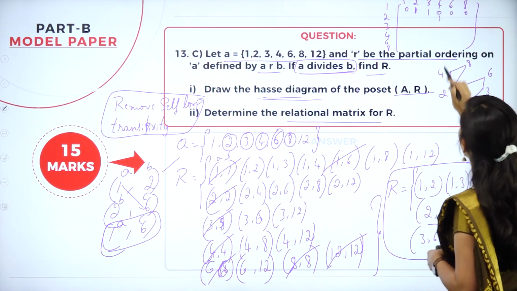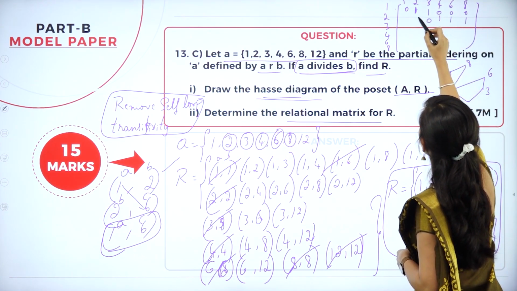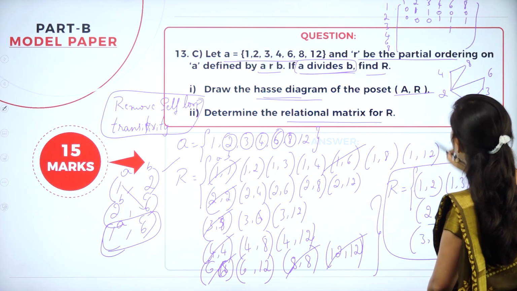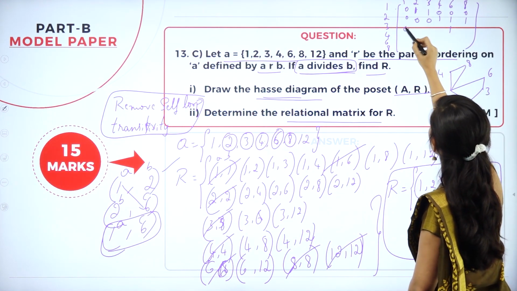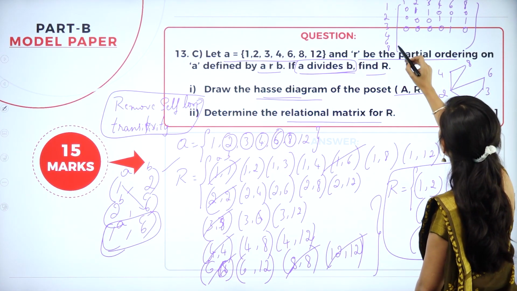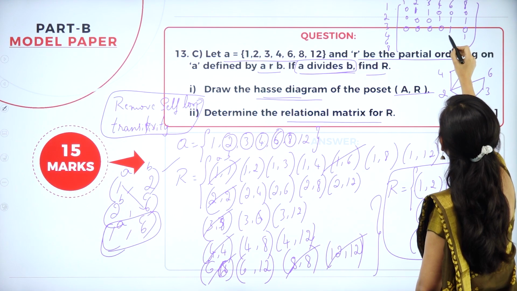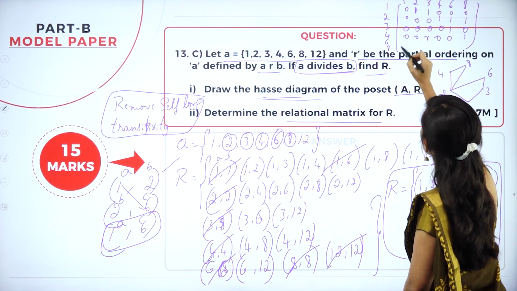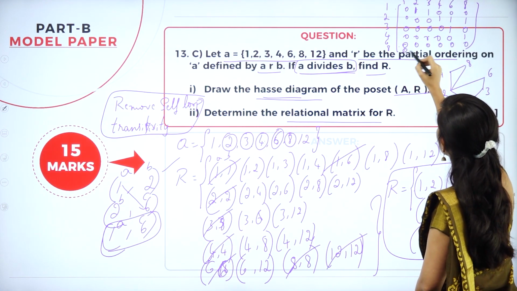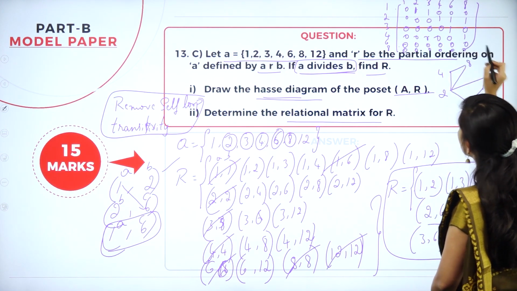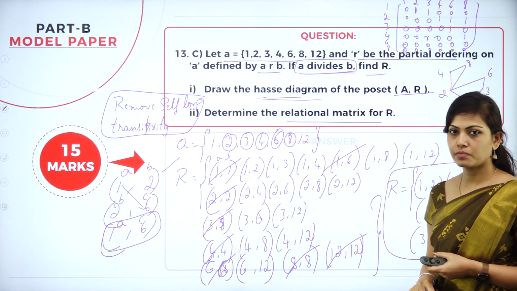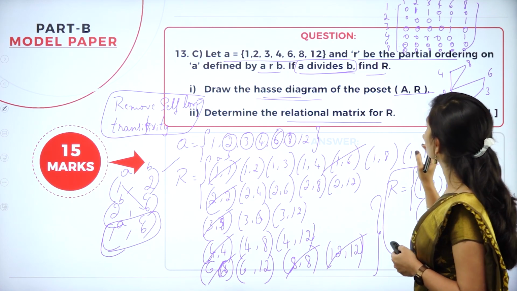2 to 4 and 2 to 6 and 2 to 8. Remaining is 0. And next is 3 to 6 is 1. So remaining are 0. And 4 to 8 is 1. Remaining is 0. So you can write this matrix representation for this Hasse diagram. Clear? So this is for 7 marks.